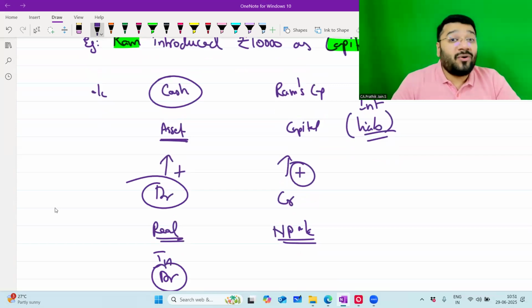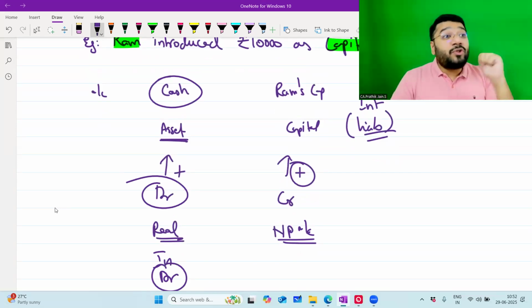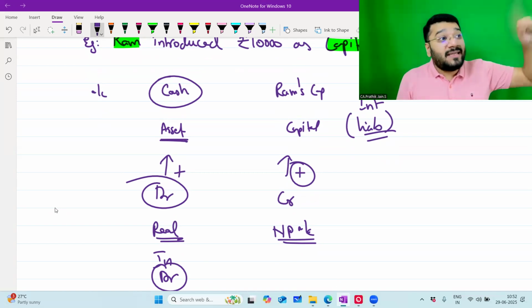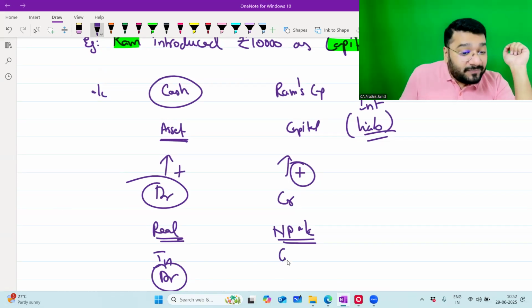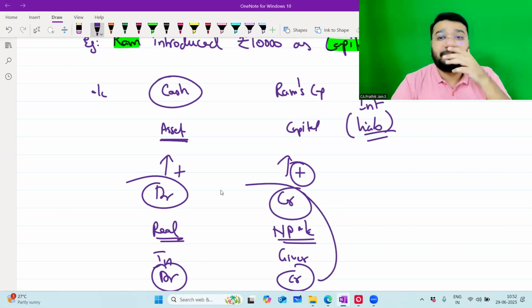Liability, natural personal account. What is the rule? Debit the receiver, credit the giver. Whose point of view? Not business point of view, the opposite person's point of view. Is Ram the receiver of capital or the giver of capital? He's the giver of capital. He's giving money. Debit the receiver, credit the giver. He's a giver, so credit. Oh my God, both are the same.